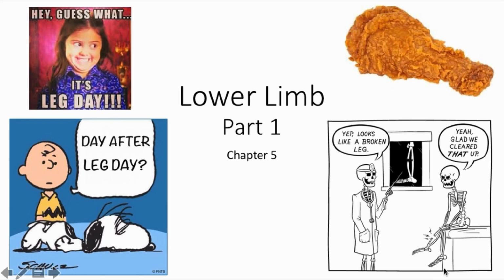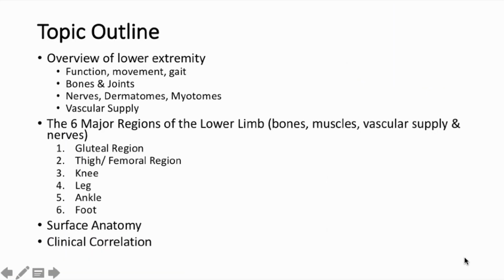This is the first in a series of 3 integrity lectures that will mirror the 3 lectures I'll be doing in class. So for the entirety of the lower extremity, we'll be covering the overview of the lower extremity in this lecture, which covers the basic motions, functions, movements, and gaits of the lower extremity. It also gives an overview of the bones and joints and the nerves, dermatomes, myotomes, and also an overview of vascular supply.